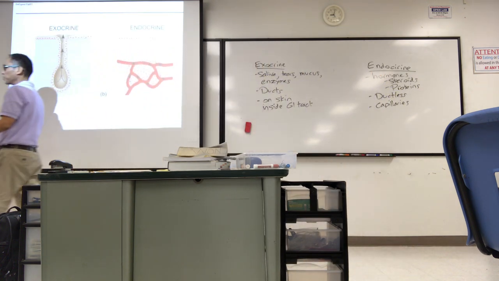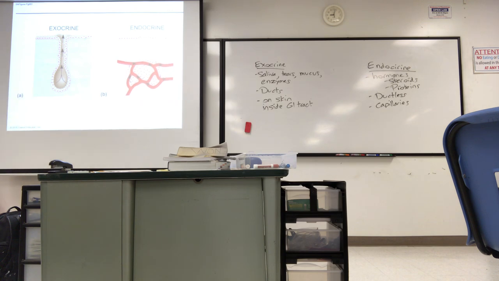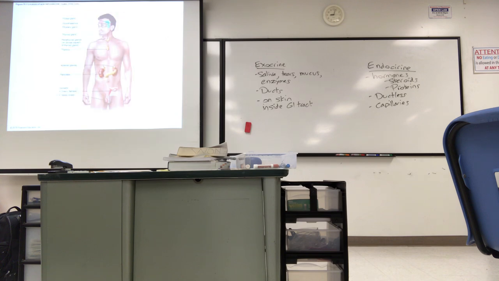So here's a picture of that. If it's a gland that's exocrine function, you could see the duct, right, leading to the surface. And if it's endocrine, you could see the little capillaries, the bloodstream passing through, and hormones are secreted right into the bloodstream. Now, as we go through all the endocrine glands, I'll start doing that today. I'll start with the pituitary.